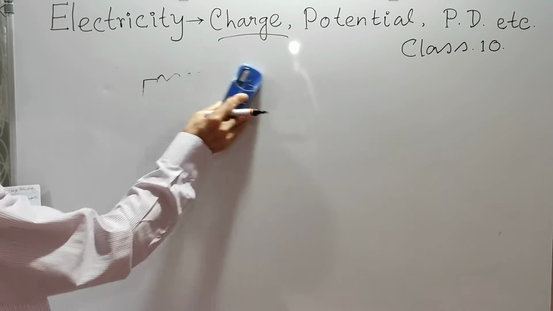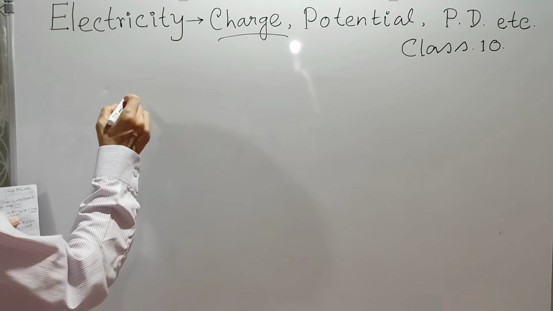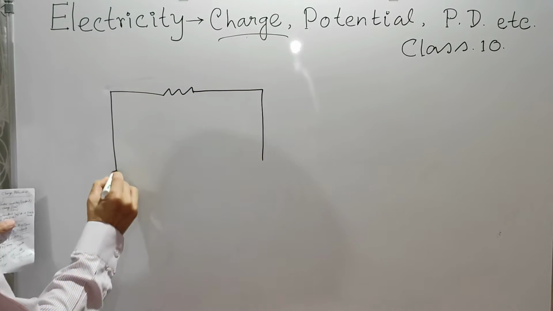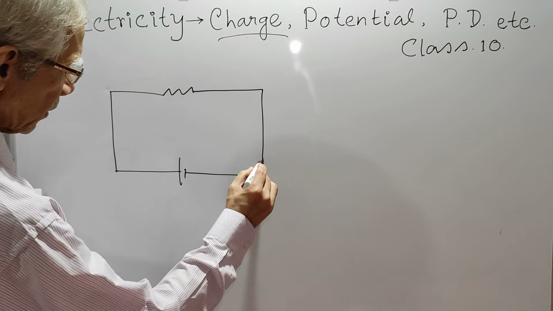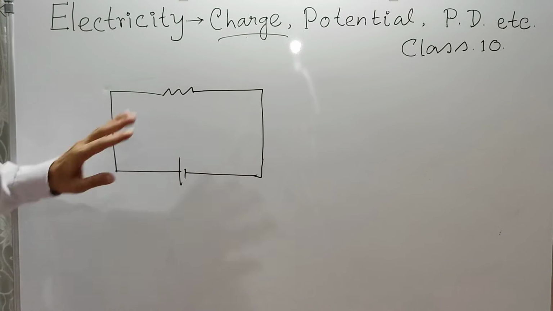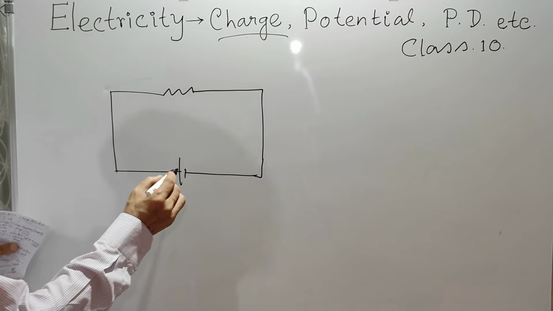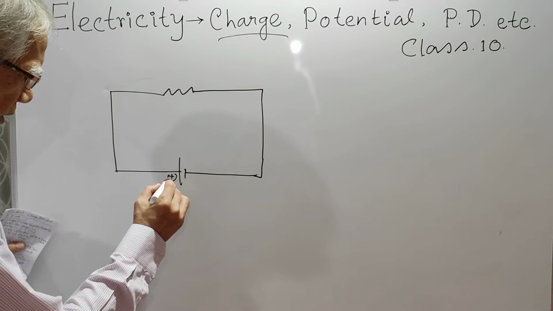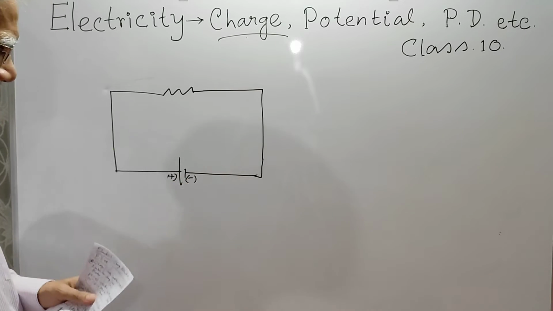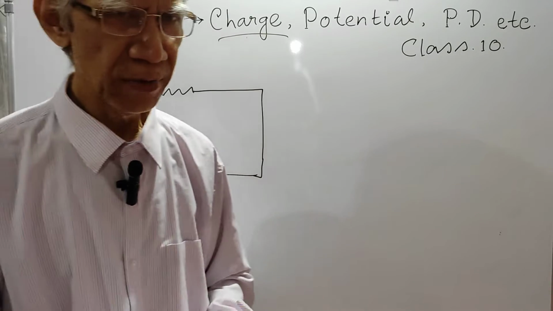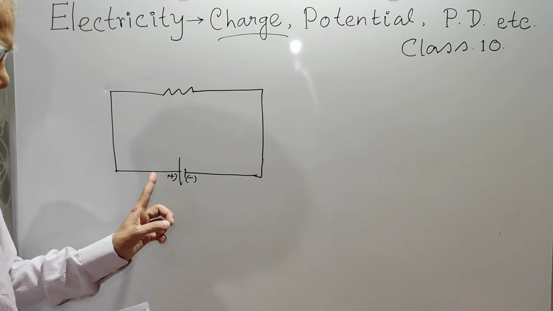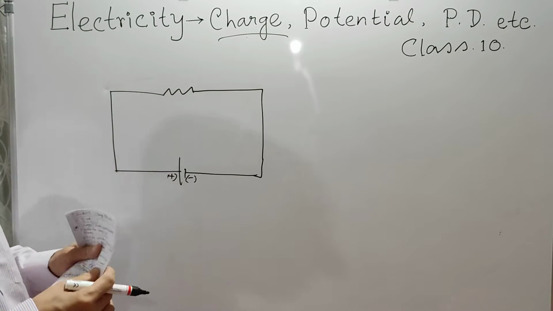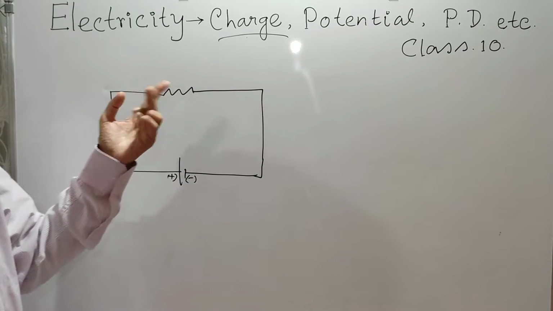Let me draw a little bigger. So in simplicity, this is the circuit. Suppose this is the positive terminal, this is the negative terminal. Now a battery has two terminals, positive and negative, isn't it? So this side positive, this side negative terminal. Now this is a resistor. It may be a bulb, it may be a fan, some electrical equipment.